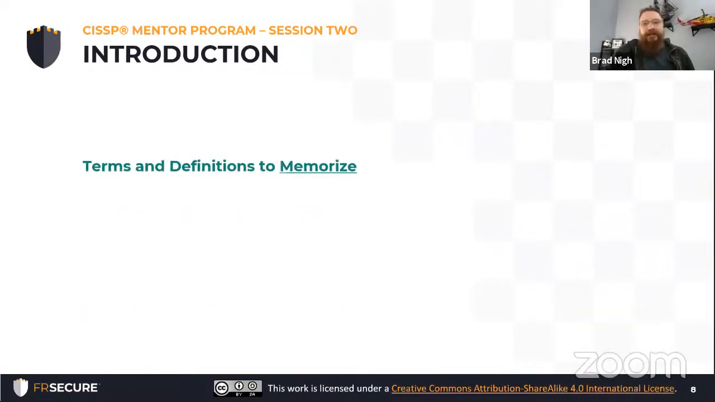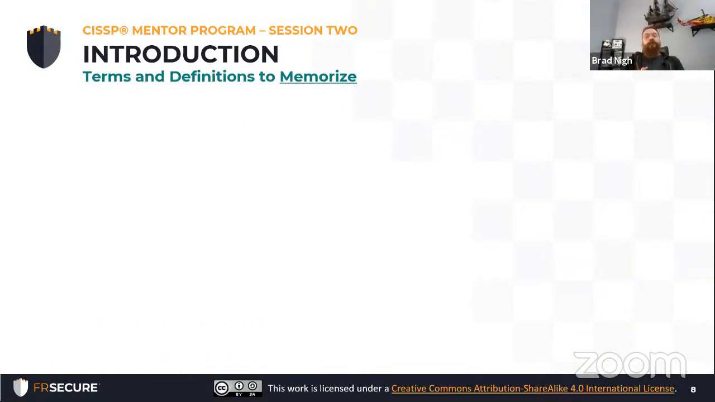Terms and definitions to memorize. Anything you see in the orange, you have got to know, you have got to have memorized.